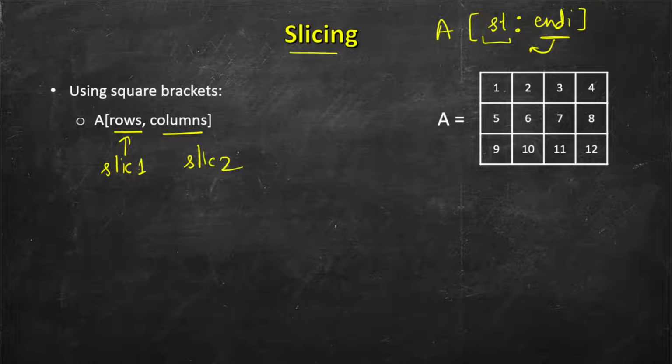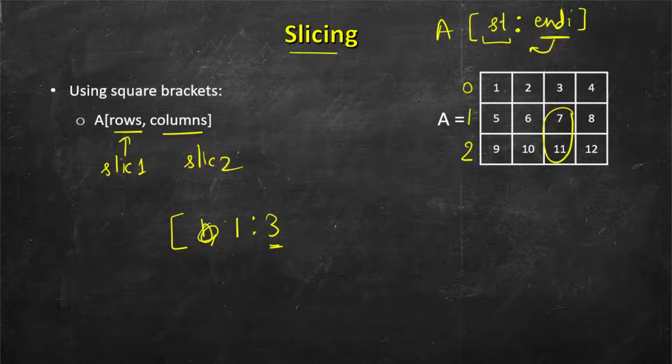So let's say we want to select these two values from this 2D tensor. The row indices are 0, 1, 2. The values are spread over rows 1 and 2. So the first slice would be 1 to 3. Remember that the last index is not included, so it will take rows 1 and 2. And now which columns do we want? All the elements that we want, 7 and 11, are in the same column, that is 2. So we can just pass 2.